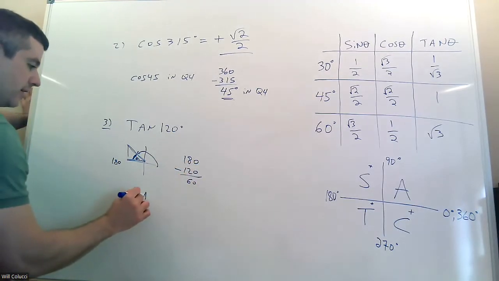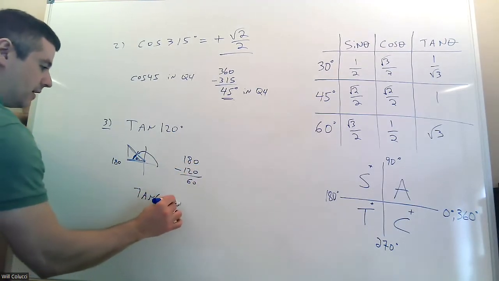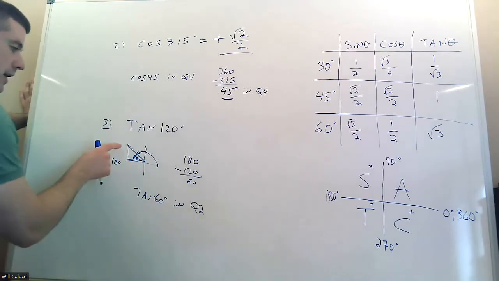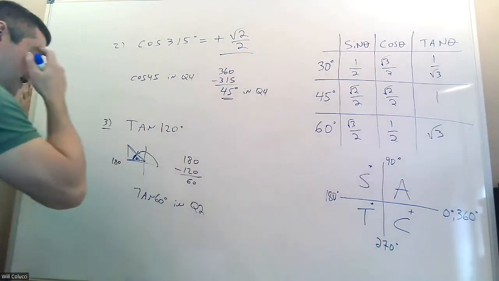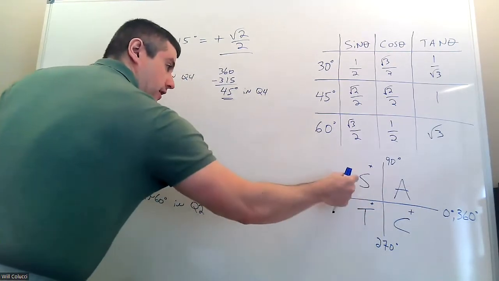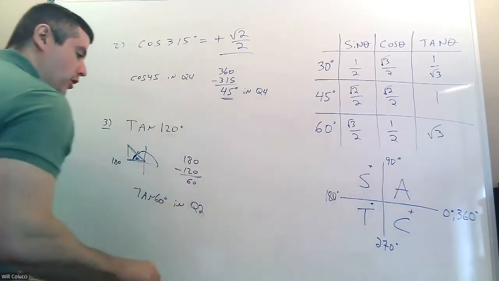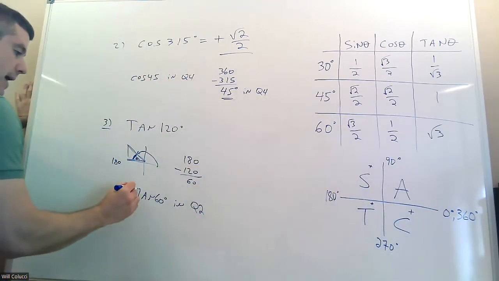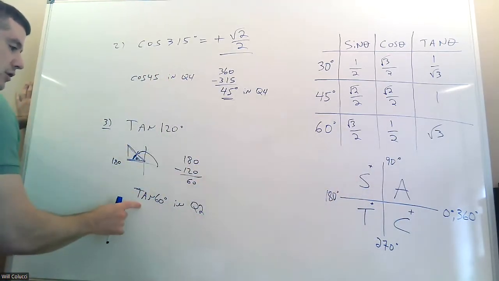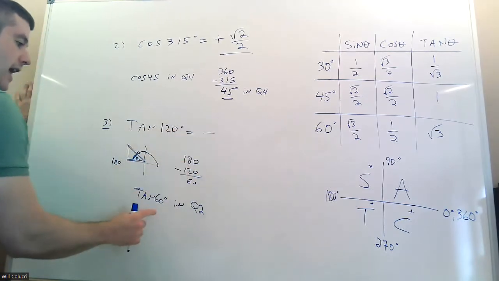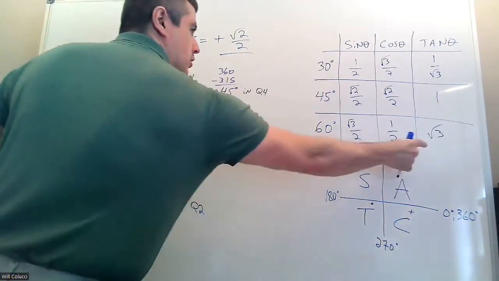So what I want is tan 60 in quad 2. I'm in quad 2. That's the S quad, right? All Students Take Calculus. Only sine and his partner are positive there. If the letters don't match, you have a T and an S, they don't match. So this one's going to be negative. And then I look for 60 on the chart. Radical 3.